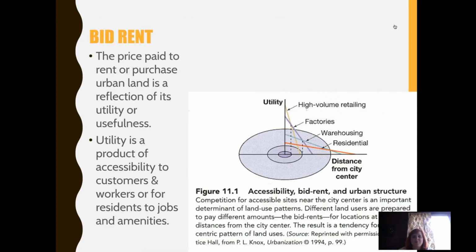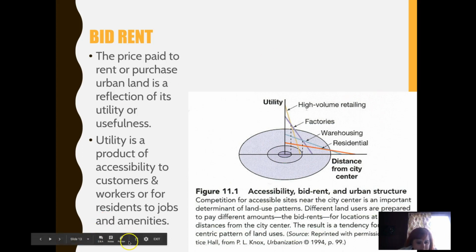Okay, so the first model is called the bid rent model. All of these pretty much have to do with the structure of a city. This one has more to do with land costs in a city. The price paid to rent or purchase urban land, so land that is in the city, is a reflection of how useful or wanted that piece of land is. And typically, land within the city is much more sought after and therefore more expensive than land outside of the city.